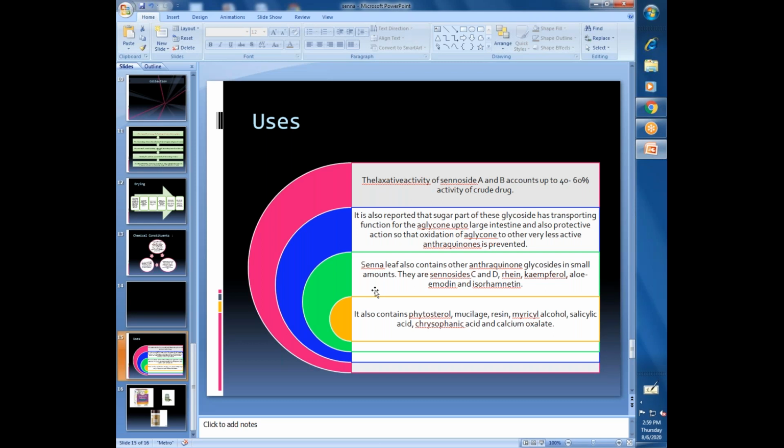Senna leaf also contains other anthraquinone glycosides in small amounts. They are Sennoside C and D, rhein, kaempferol, aloe-emodin and isorhamnetin. It also contains a phytosterol, mucilage, resin, myricyl alcohol, salicylic acid, chrysophanic acid and calcium oxalate. Majorly, what you have to remember are Sennoside A and B, and Sennoside C and D. Sennoside A is dextrorotatory, and Sennoside B is in meso form, which is very effective as a laxative.